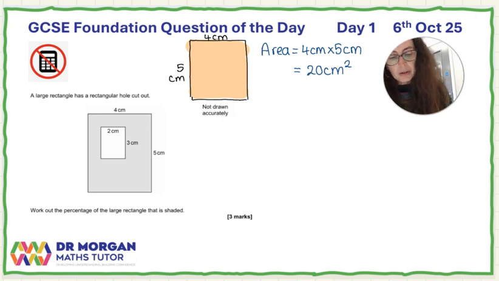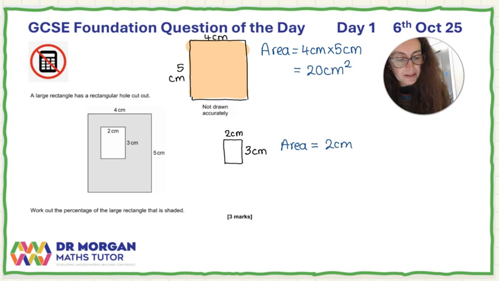Now I can see that there's a smaller rectangle in the diagram, and if I draw out the smaller rectangle, it looks like that, and it's got a side of 2 centimetres and a side of 3 centimetres. Now I'm going to find the area of that small rectangle by multiplying 2 centimetres by 3 centimetres together.